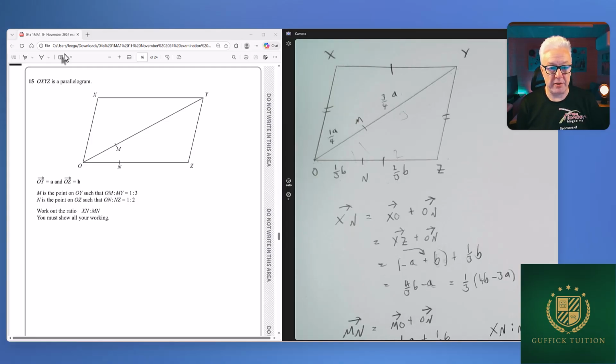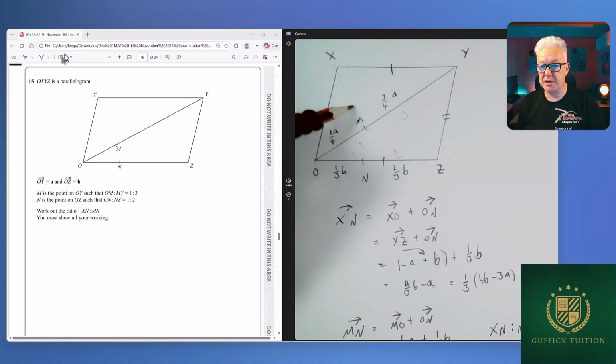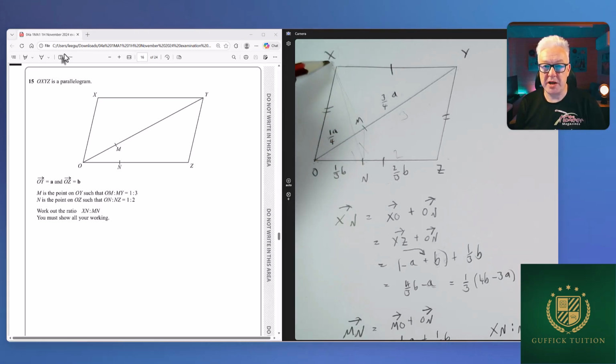Now we've got to work out the ratio of XN to MN. So all we need to do is find 2 paths, find 2 expressions rather, one for the expression X to N and another expression for M to N. So first of all, let's find an expression for going from X to N.